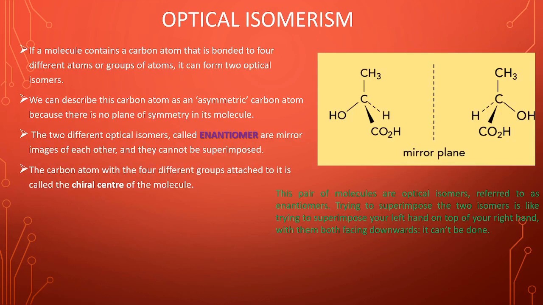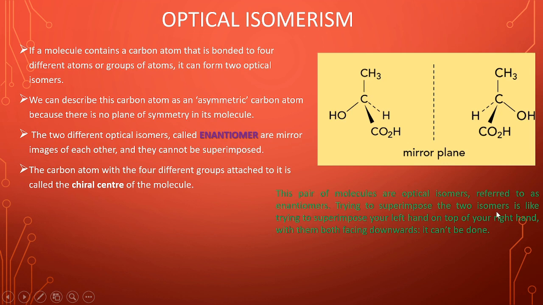Optical isomerism. Optical isomerism is only possible if there is a chiral carbon atom. The two different optical isomers, called enantiomers, are mirror images of each other and they cannot be superimposed. So these are two mirror images of each other. This pair of molecules are optical isomers referred to as enantiomers.